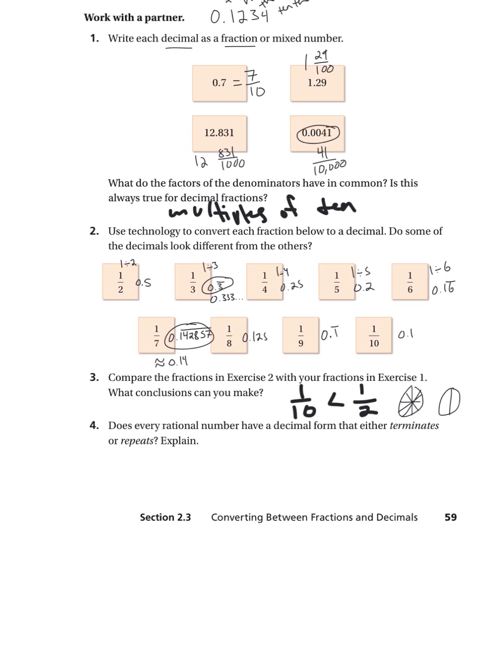Does every rational number have a decimal form that either terminates or repeats? Yes. So if you look at all of the decimals in number 2, they either repeated, so they have the repeating bar, like 1/3, 1/6, and 1/7, or they terminated. To terminate just means to end. We're going to use that when we define an irrational number.